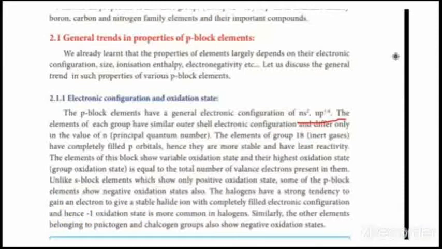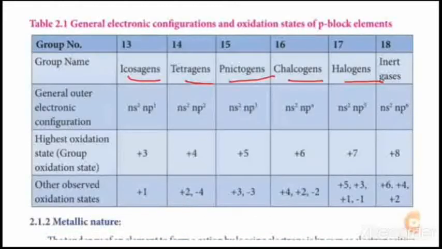We are going to start with the general electronic configuration, that is ns2 np1 to 6. So what is n? n represents the principal quantum number. Okay, that is the orbit, first, second, third, fourth. We have already learnt in the previous year. Here the groups have separate names also. Group number 13 are called as icosagens, 14 tetragens, 15 pentagens, 16 chalcogens, 17 halogens and 18 inert gases.